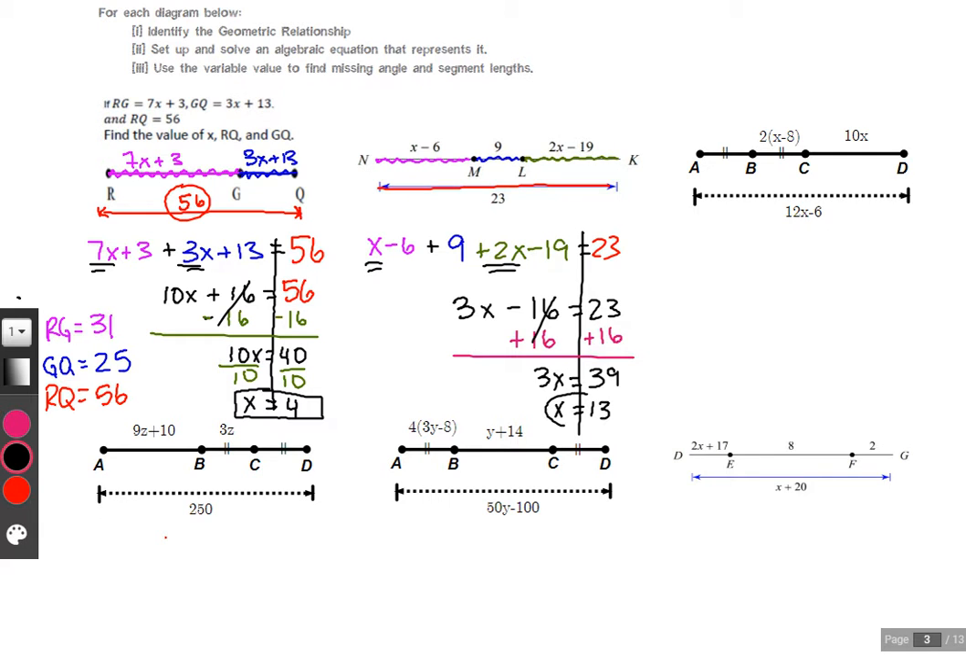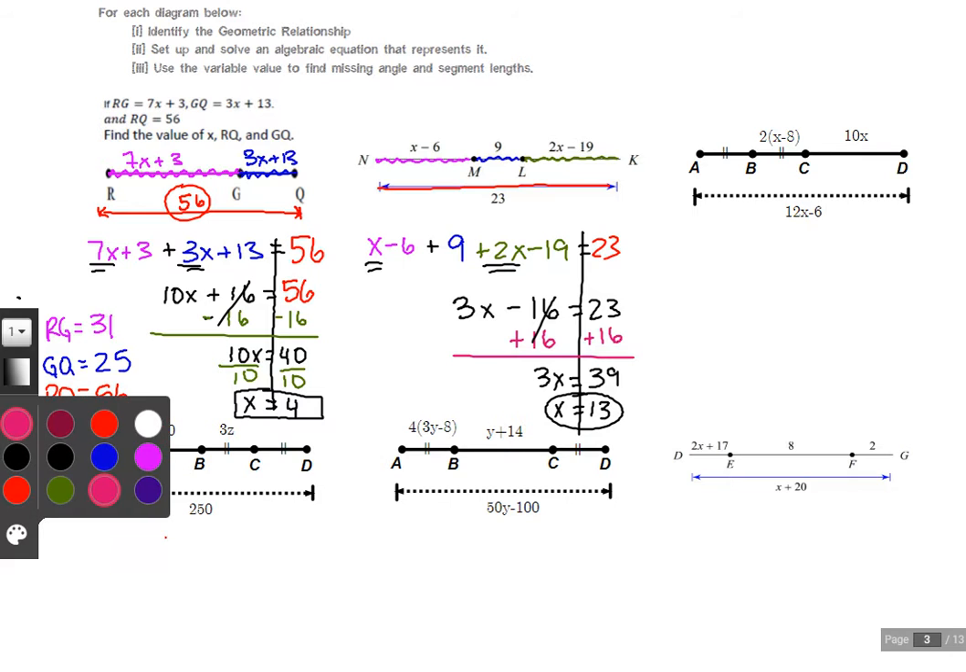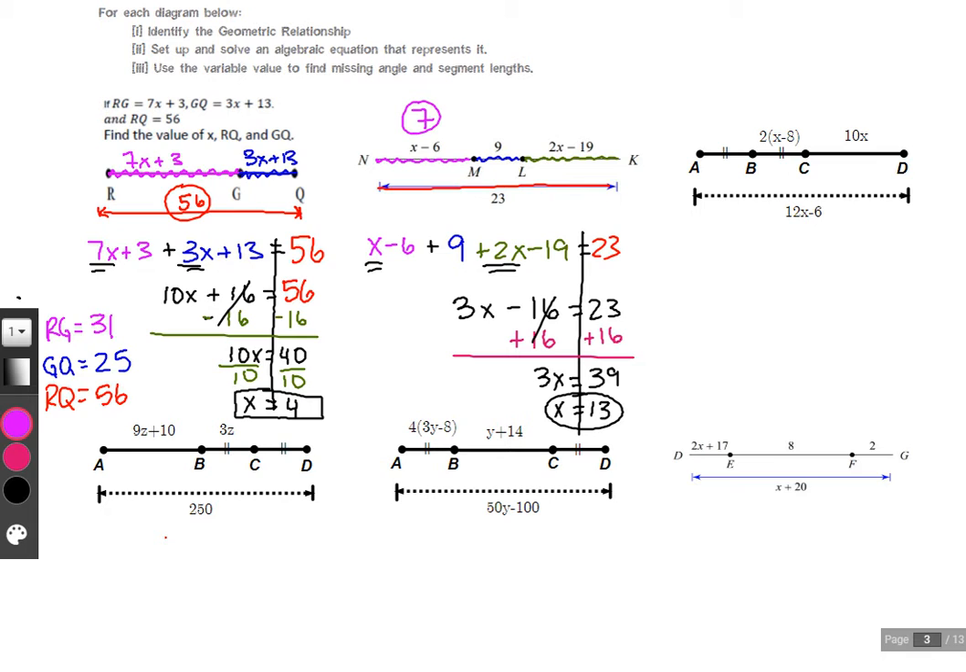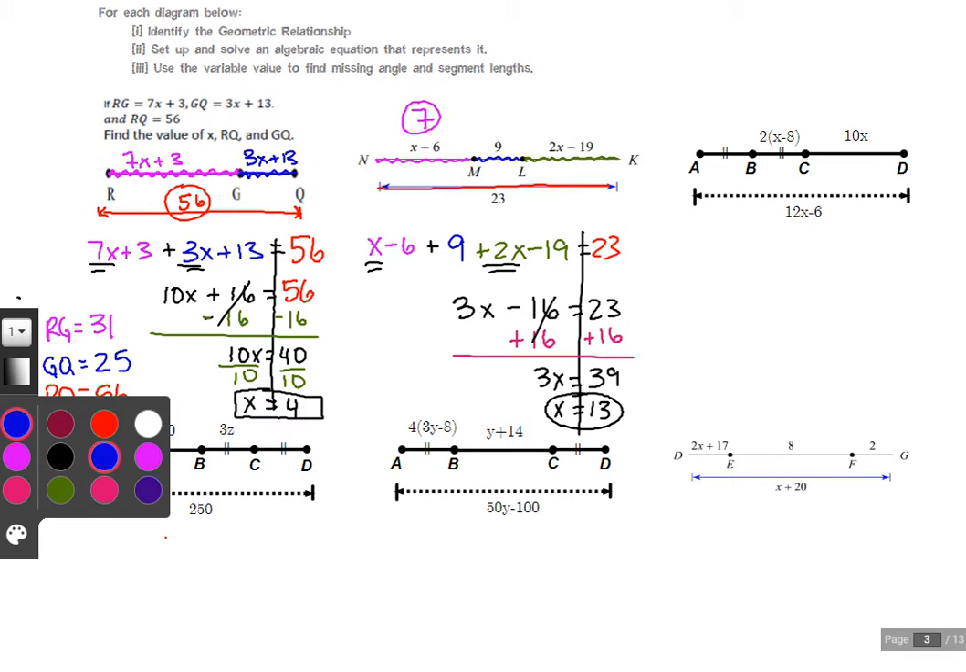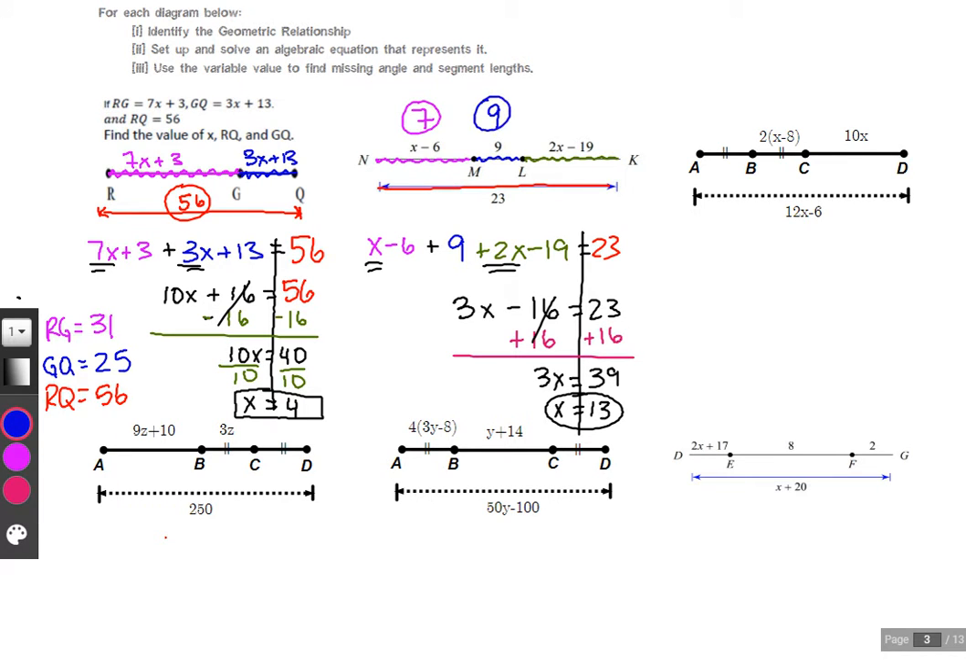Now again, we should go back and substitute to make sure our values are all correct. So instead of x minus 6, I have 13 minus 6. 13 minus 6 is of course 7. 9 is just going to be 9, because there's nothing here to substitute. And then we have 2 times x minus 19, which turns into 2 times 13 minus 19, and that's going to be a 7. So if you take those three pieces together, 7 plus 9 plus 7, it should equal 23, which is our whole length, and we can confirm that equals 23.